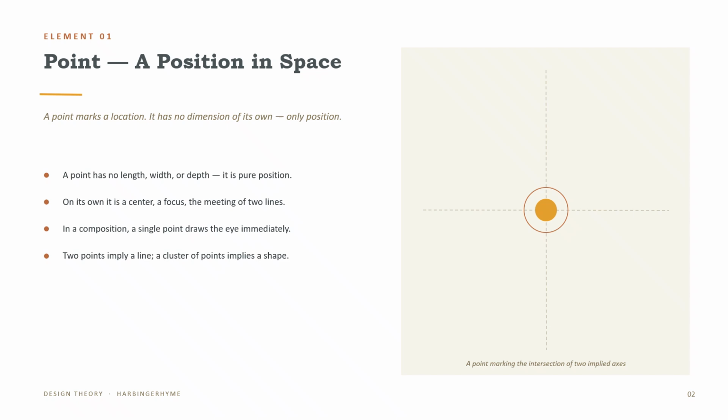Point, a position in space. A point marks a location. It has no dimension of its own, only position. A point has no length, width, or depth. It is pure position. Secondly, on its own, it is a center, a focus, the meeting of 2 lines. Thirdly, in a composition, a single point draws the eye immediately. And fourthly, 2 points imply a line. A cluster of points implies a shape.